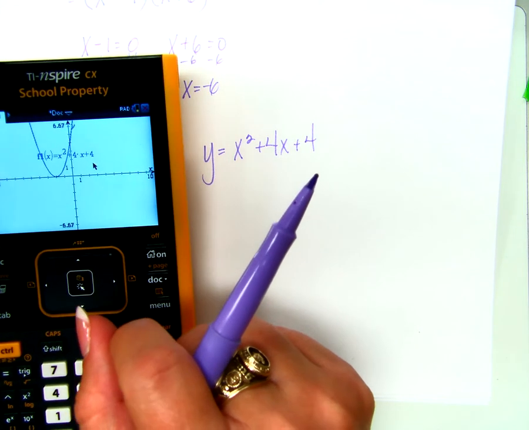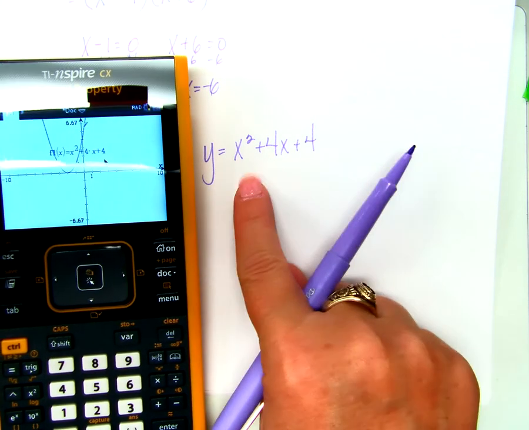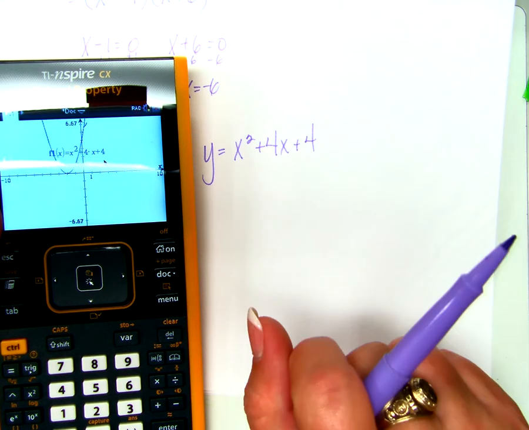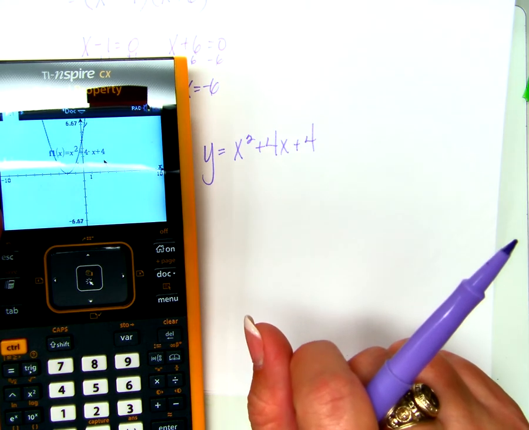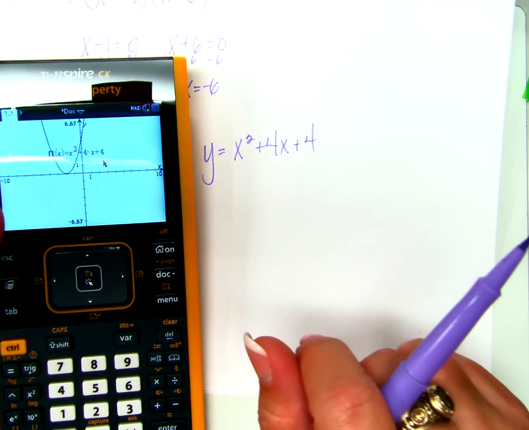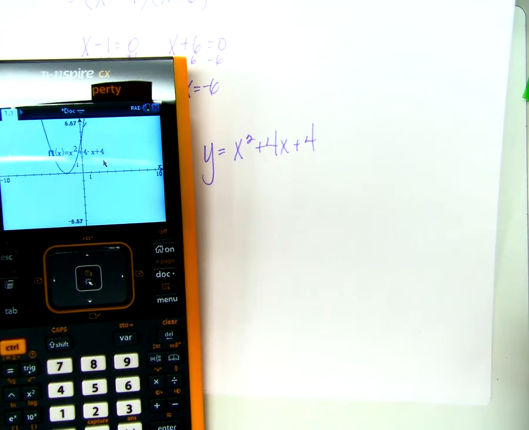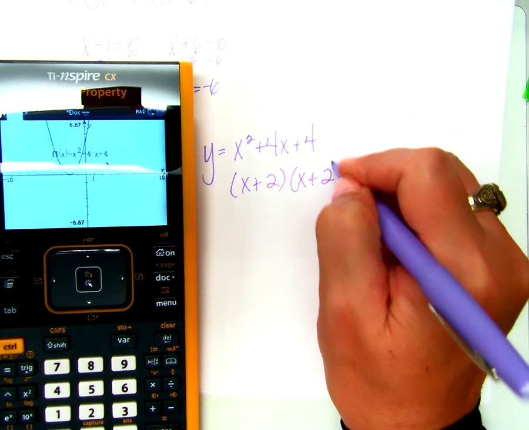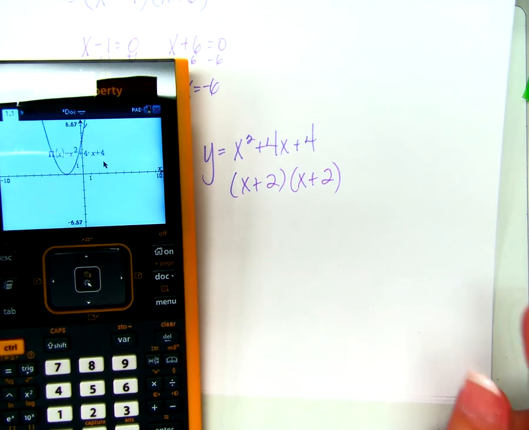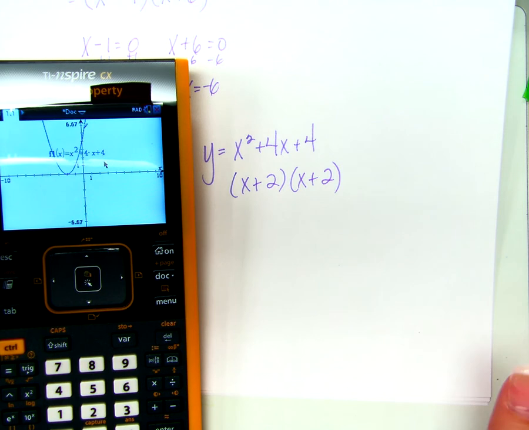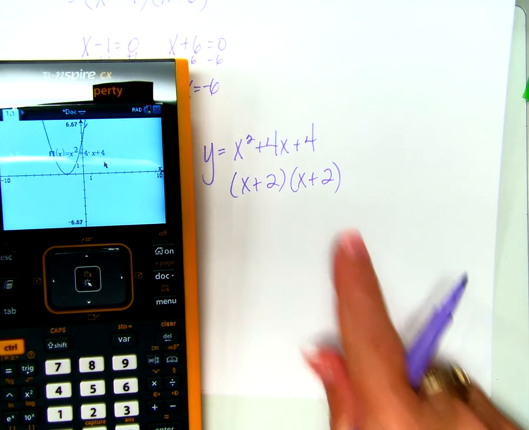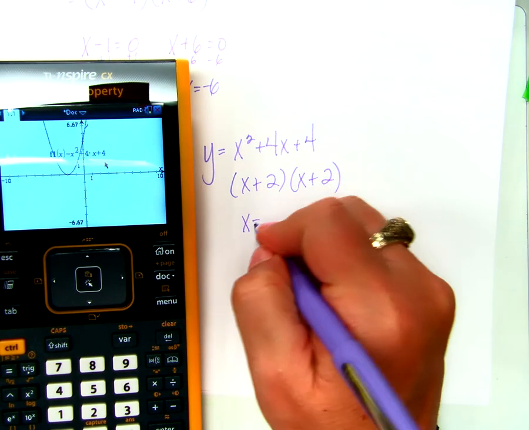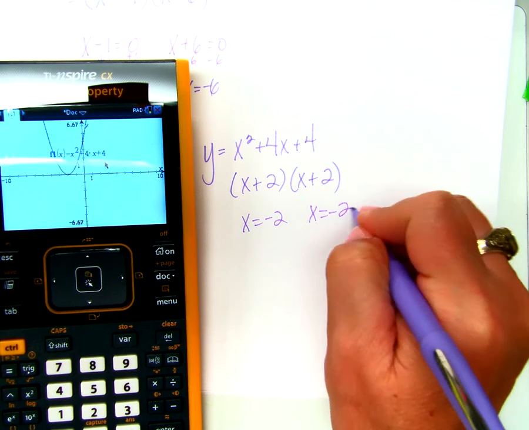Can I prove to you that there are 2? What if I factored this? What multiplies to be 4 and adds to be 4? Positive 2 and 2, right? Okay. X plus 2, X plus 2, right? Positive 2 and negative 2 don't work, because that multiplies to be negative 4 and adds to be 0, right? But what happens when I set each of these equal to 0? X equals negative 2, X equals negative 2.